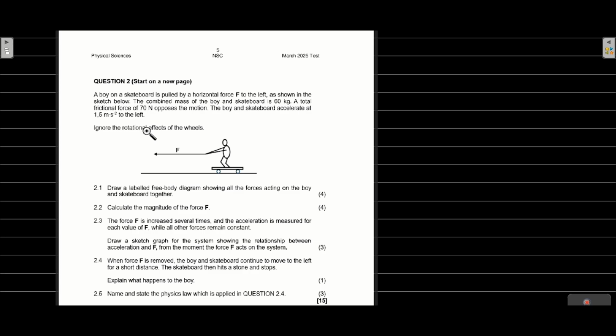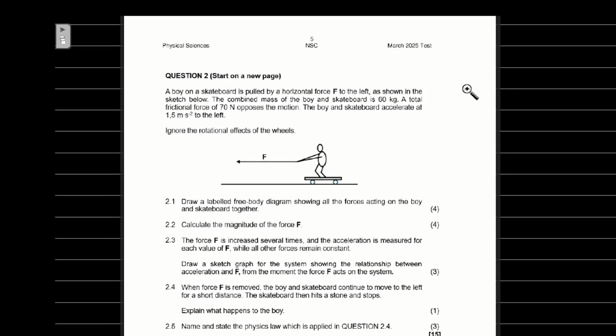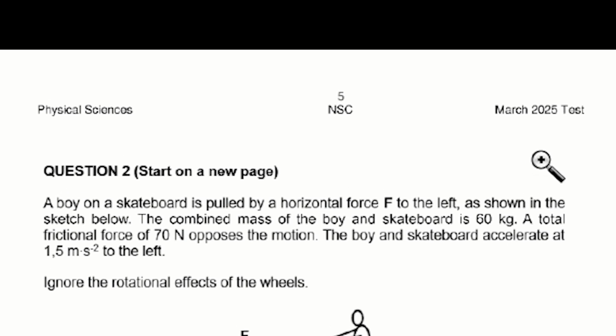This is part 2. We'll be going through questions that will help us understand the applications of Newton's laws. In this one, I'll be going through the March 2025 paper. This is the Limpopo paper. So, March 2025 test, question 2. Question 2 should cover some of the Newton's laws application questions.